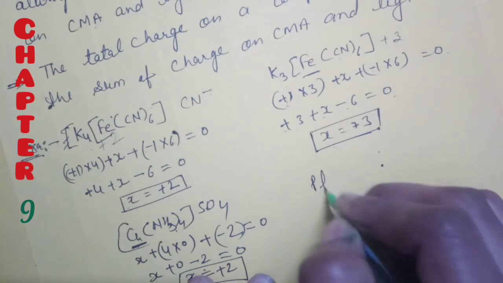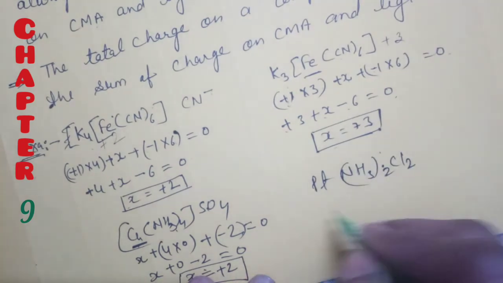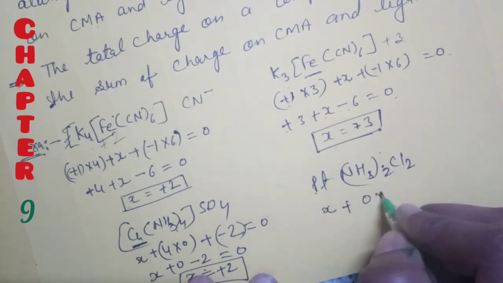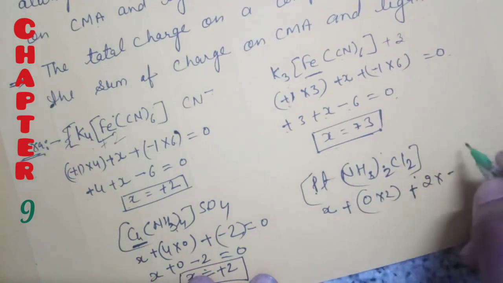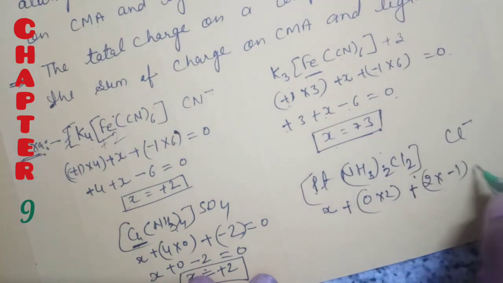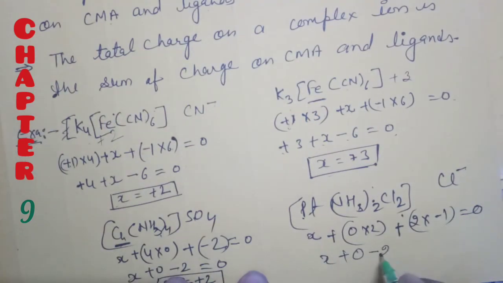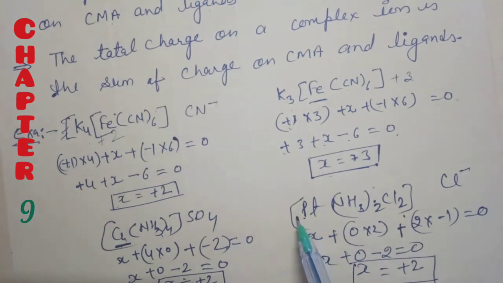Okay, [Pt(NH3)2]Cl2. Here Pt is assumed as X, plus ammonia 0 into 2, plus 2 into chlorine, meaning Cl minus, meaning -1, is equal to 0. Okay, then X plus 0 minus 2 is equal to 0. Then X will be equal to +2. The oxidation number of Pt here is +2.